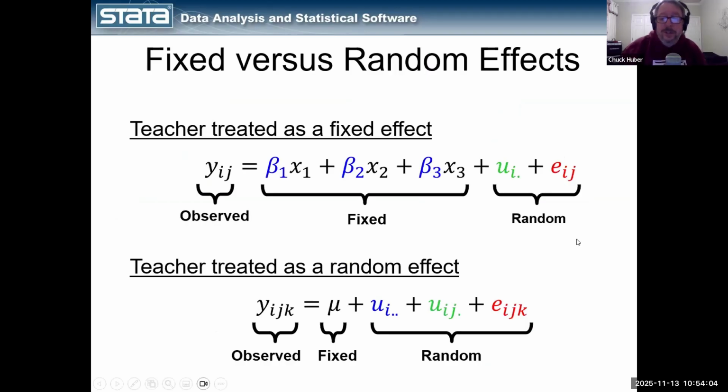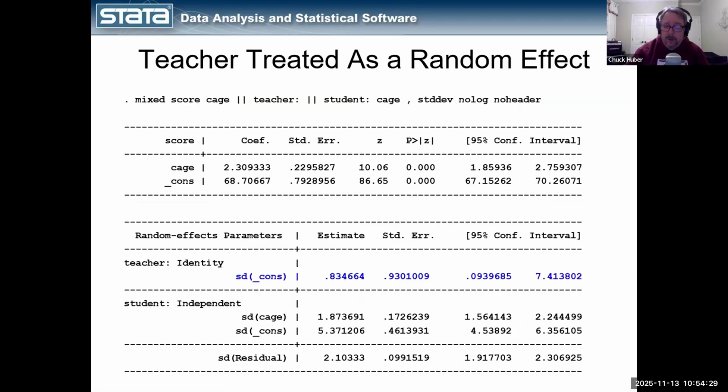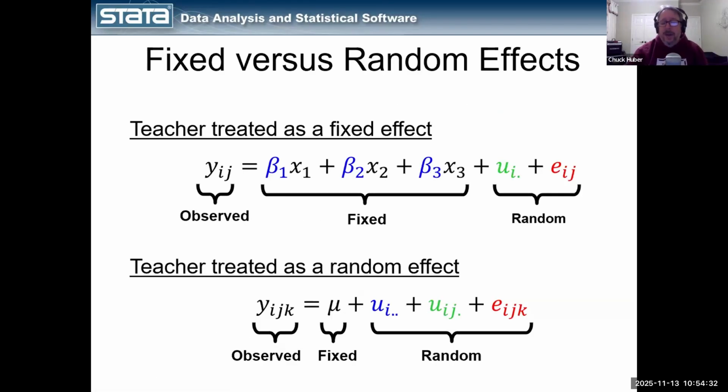Now, here's something really interesting to notice. It's obvious if you think about it, and I should write it out a little bit more explicitly, but if you were to treat teacher as a fixed effect at the top, I'm going to estimate beta 1, beta 2, and beta 3. But if I treat it as a random effect, I'm going to estimate one overall grand mean, and then the u_i dot dots are the deviation of each teacher mean from the grand mean. I never did create a slide to show this explicitly, but imagine if I take the overall mean plus the deviation for teacher 1, what do I get? I get beta 1, right? Because the grand mean plus the deviation for teacher 1 is the mean for teacher 1.